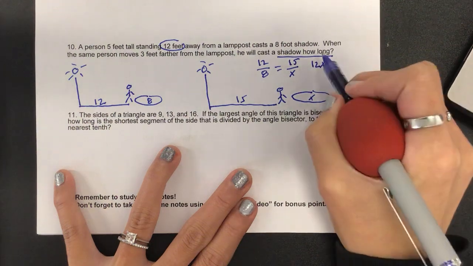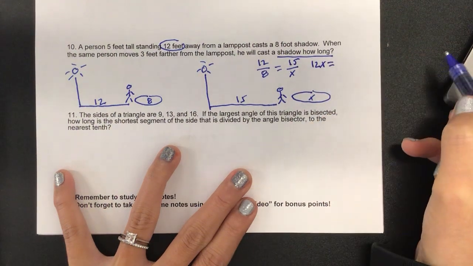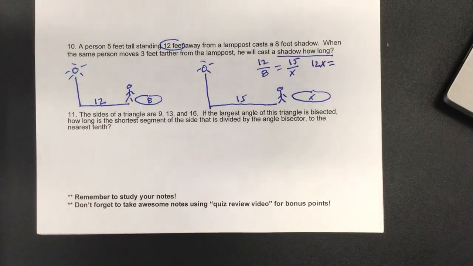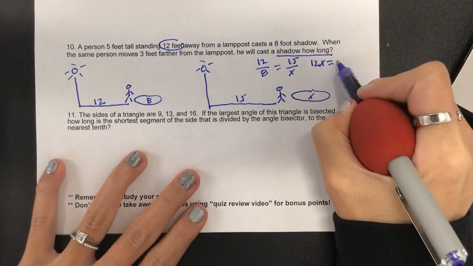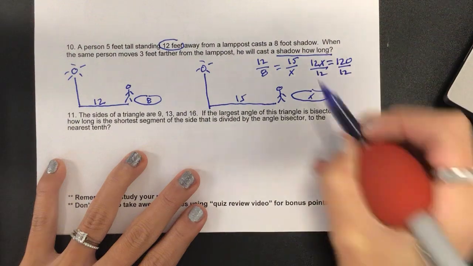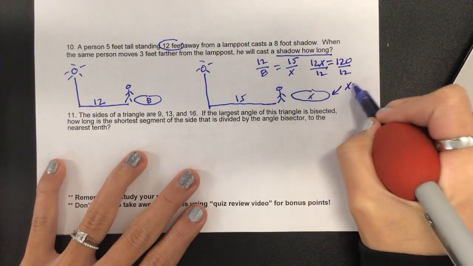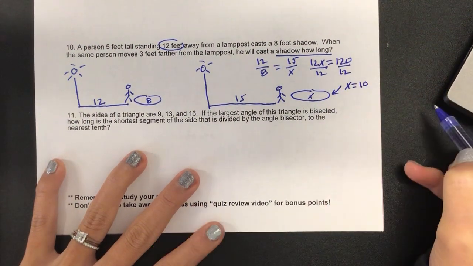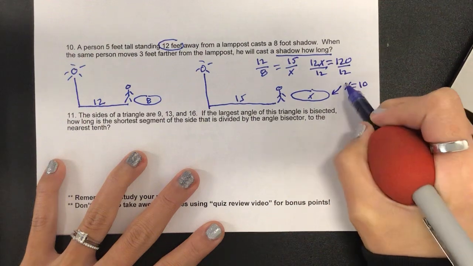12x is equal to, I think 15 times 8 is 120. Let me double check. 15 times 8, 120. So when I divide it by 12, the shadow right here is going to end up as 10. And we're looking at 10 feet.